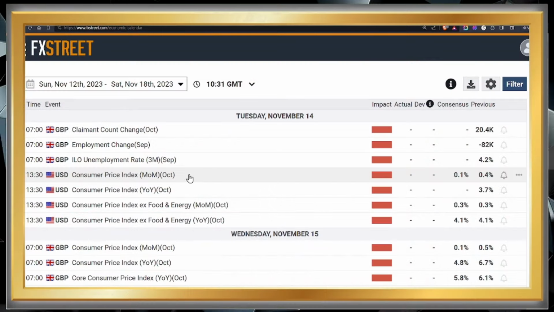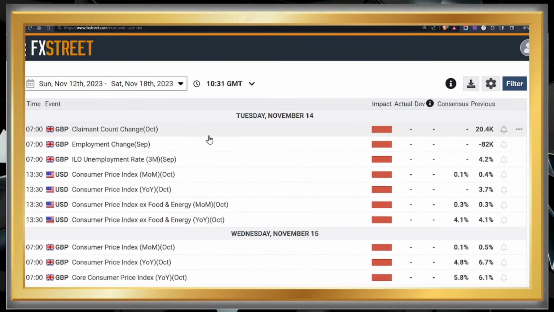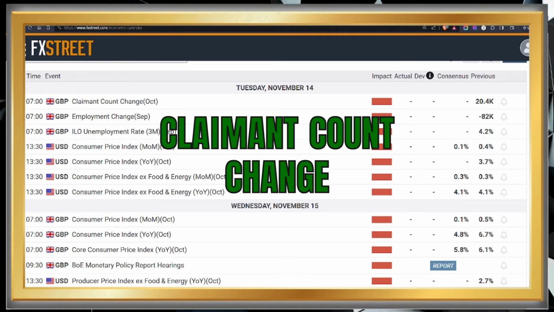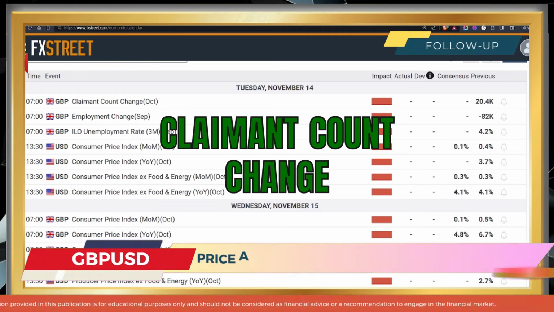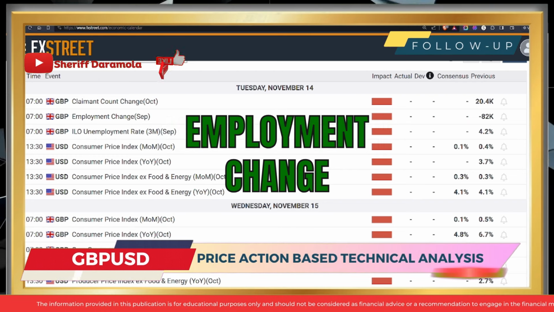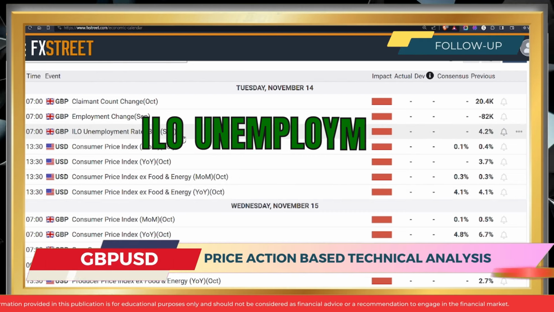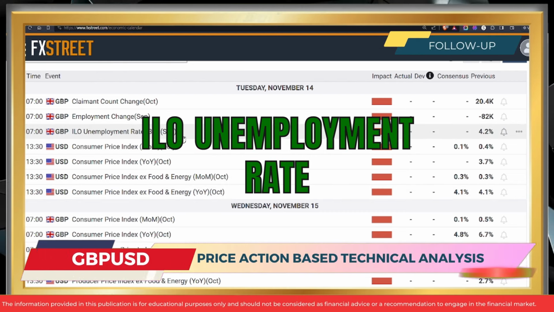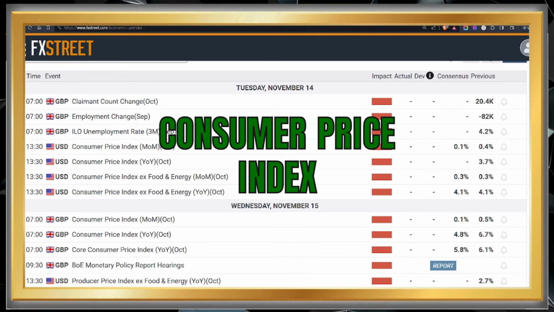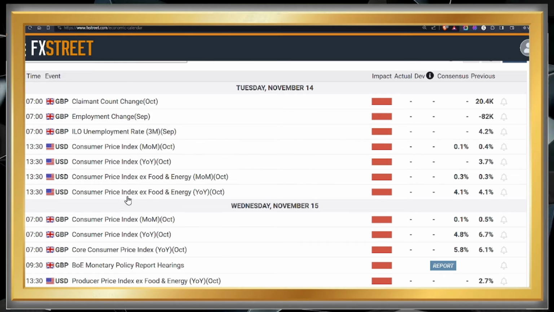Now, the first impactful event for this week is coming in on Tuesday, November 14th, and that is the claimant count change from the United Kingdom's economy. Then we also have at the same time the employment change and, of course, the ILO unemployment rate as well. Then later on that day, we will be witnessing the consumer price index, which of course we know measures the inflation and impacts the purchasing power of consumers in the US economy.